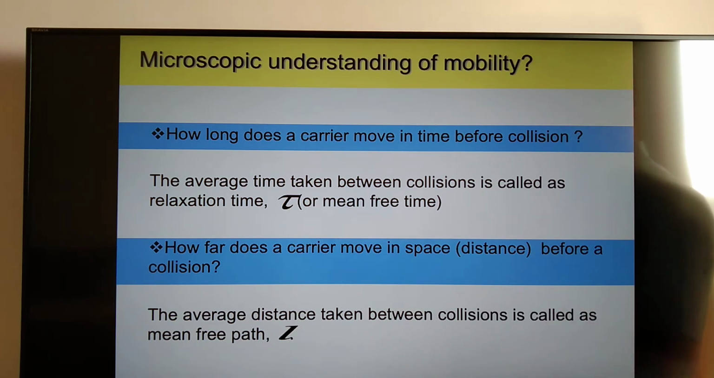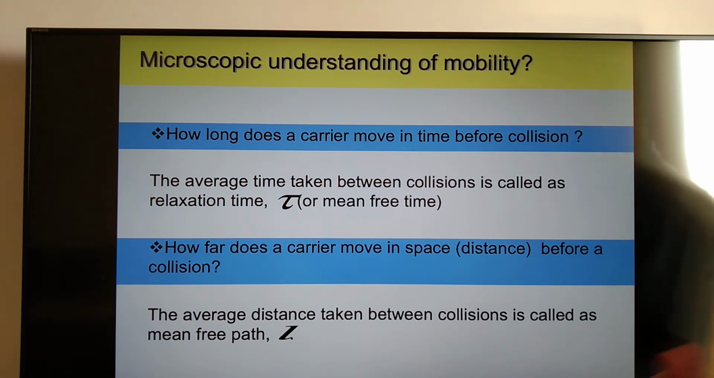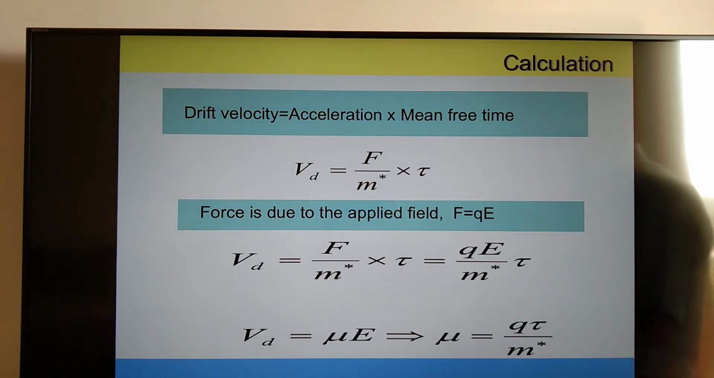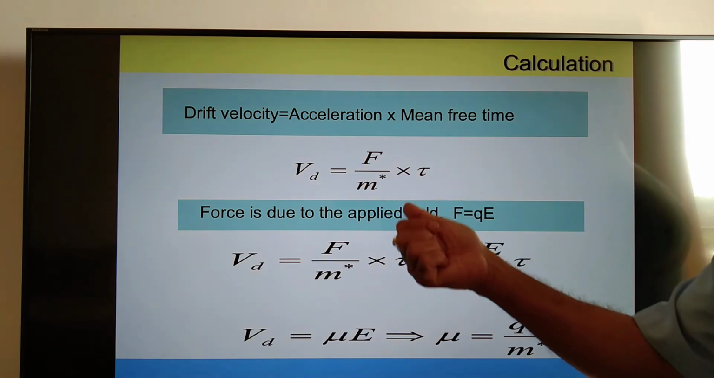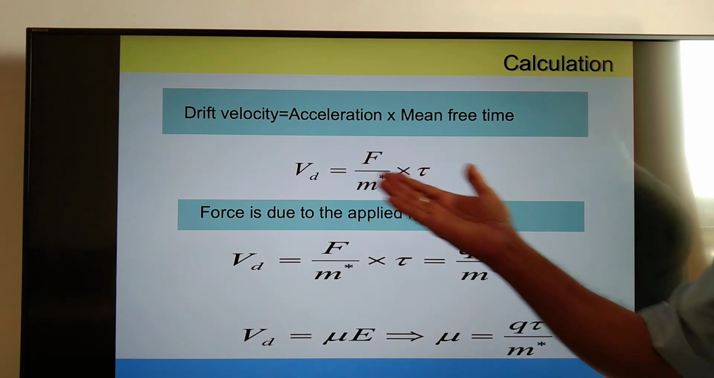The question is how far it can go before collision. That is given by this distance, which is known as the mean free path, or the average distance taken between collisions. So in that case, the drift velocity can be given by this equation. It is very simple: we have considered Newtonian mechanics, obviously taking mass as the equivalent mass, not the actual mass. So it is a simple Newtonian equation.